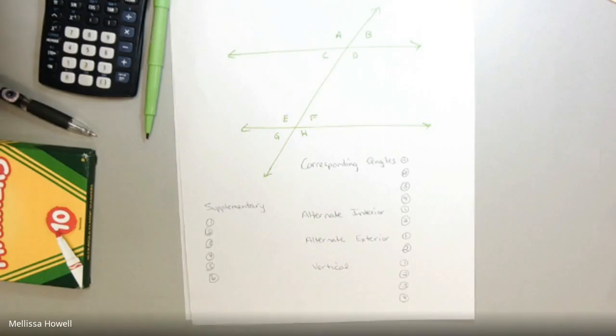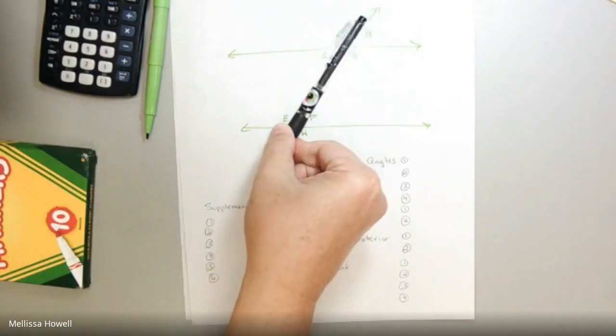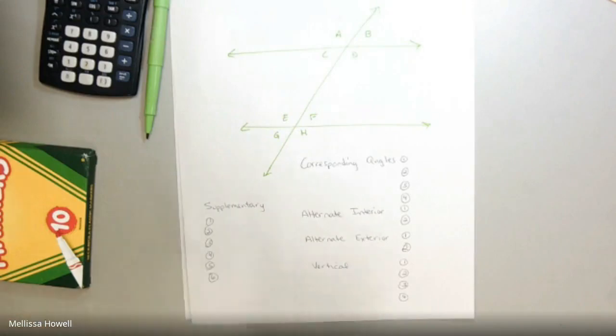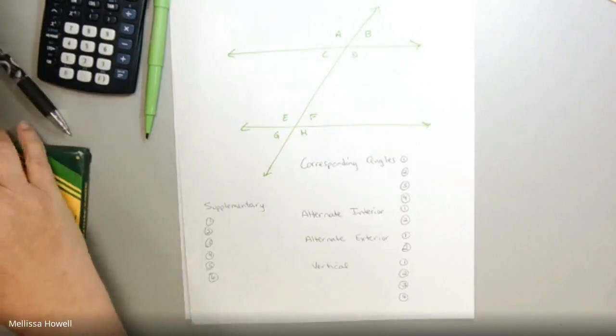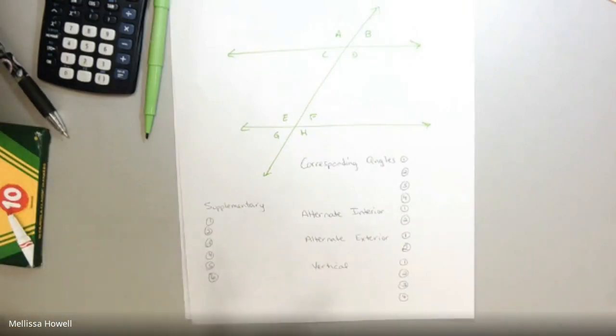Okay, so I have a set of parallel lines with a transversal. Remember, this is the name of the transversal, okay, is the line that cuts 2 parallel lines. And I've just made myself a little chart. I want to identify each set of the different types of angles that we have.